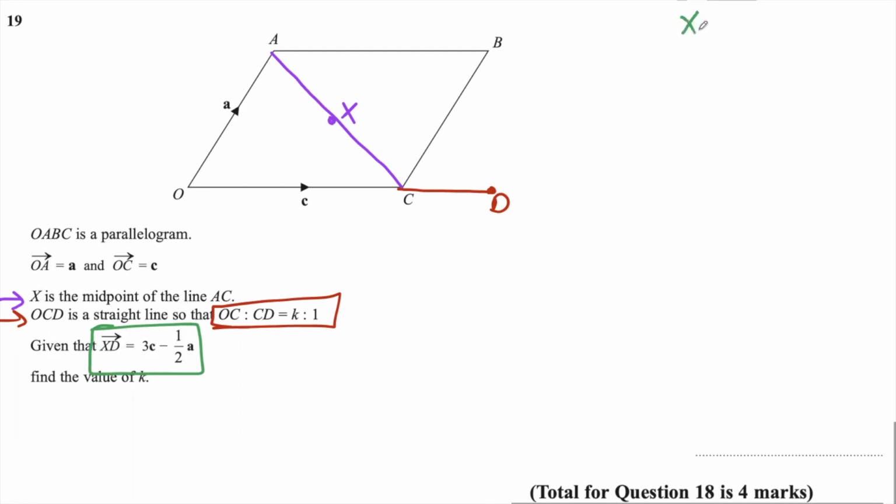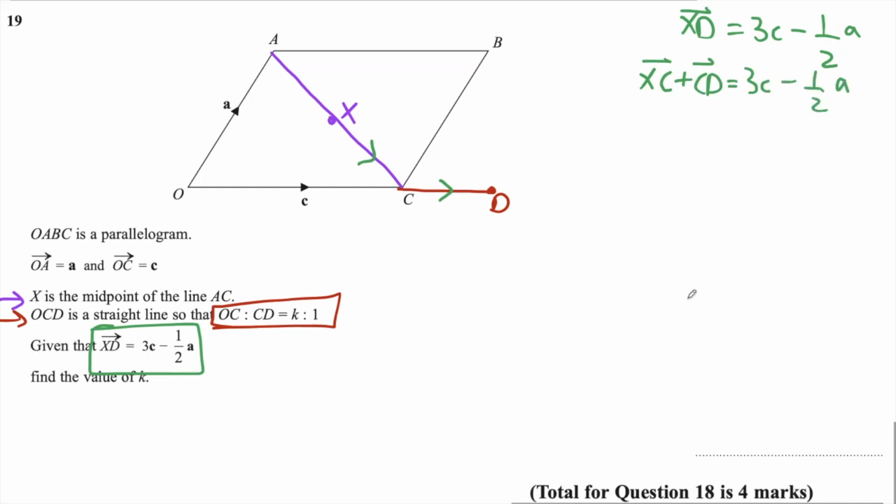So typically, we'll start our question with the vector that we're given. So XD equals 3C minus half A. And then we can rewrite XD as XC plus CD, right? Because X to D would be X to C plus C to D. So let's just rewrite XD as XC plus CD, and that's equal to 3C minus half A.